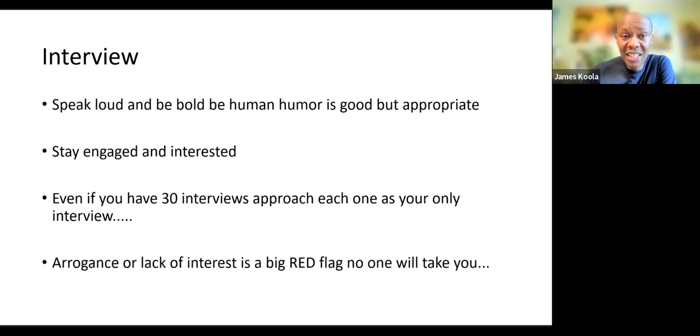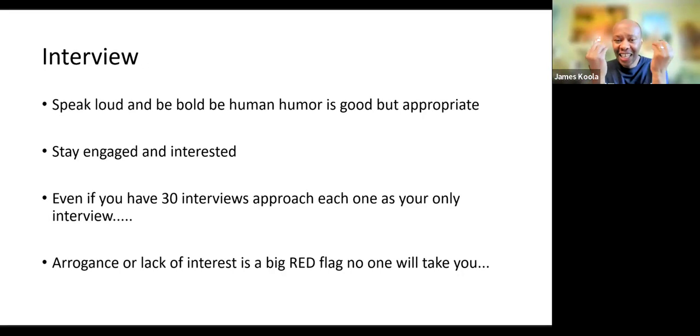And when you go to the interview, speak loud, be bold, have humor. Be a human being. Try to make it personable and impressionable when you talk there. Don't go and be stoic like a robot. I look at a person who is stiff and anxious, and they don't communicate. We are human beings. Nobody is going to do anything to you. So just be there, stay engaged, be interested.